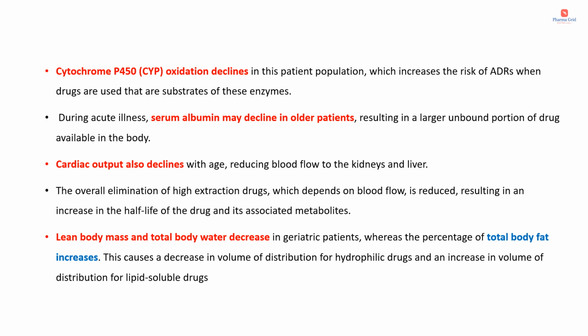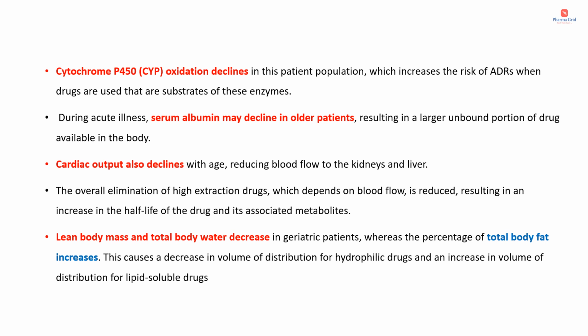Cytochrome P450 oxidation declines in this patient population, which increases the risk of ADRs when drugs are used that are substrates of these enzymes. During acute illness, serum albumin, which is a plasma protein, may decline in older patients, resulting in a larger unbound portion of drug available in the body. Cardiac output also declines with age, reducing blood flow to the kidneys and liver. The overall elimination of high extraction drugs, which depends on blood flow, is reduced, resulting in an increase in the half-life of the drug and its associated metabolites.